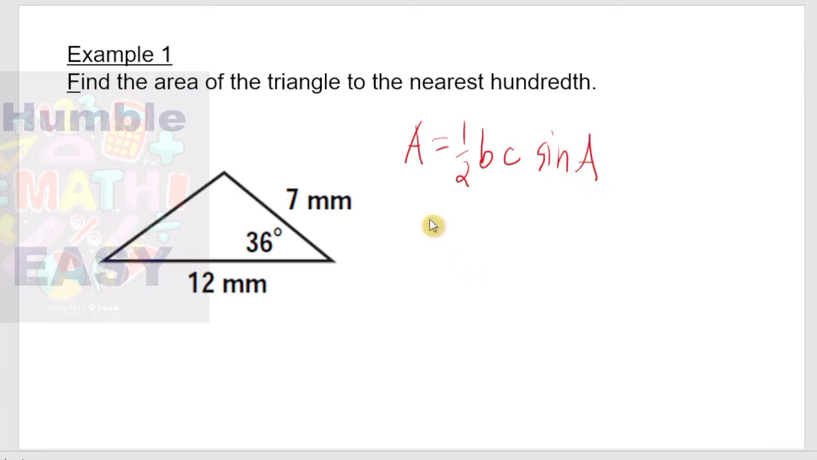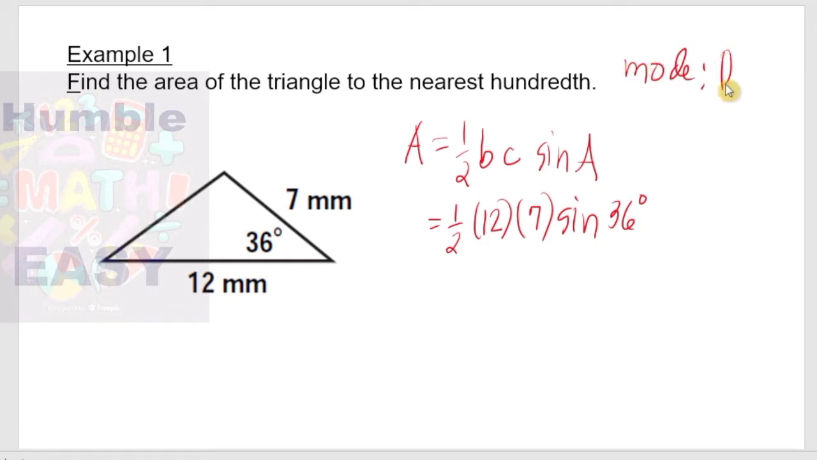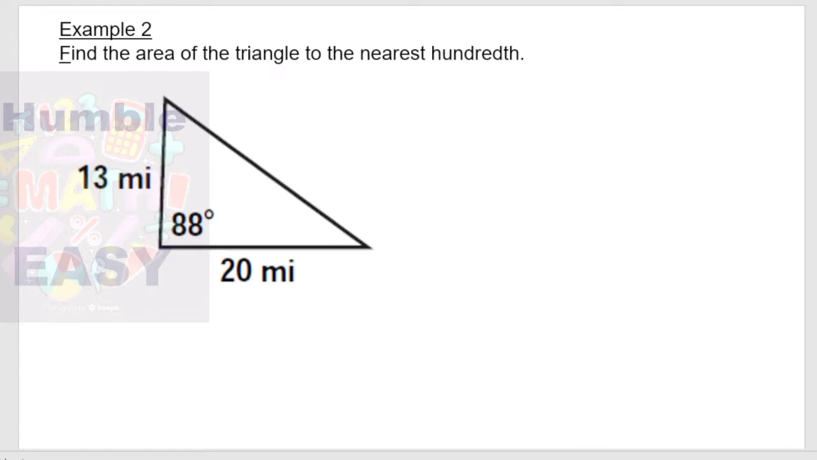So we now replace all the values. We have 1/2 times 12 times 7 times sine 36 degrees. As we use the calculator, take note that we have to be careful that the mode of our calculator must be in DEG mode. Again, the mode of the calculator must be in DEG. If it's not, you can just change it to be able to get the correct answer. Let's proceed to example number 2.